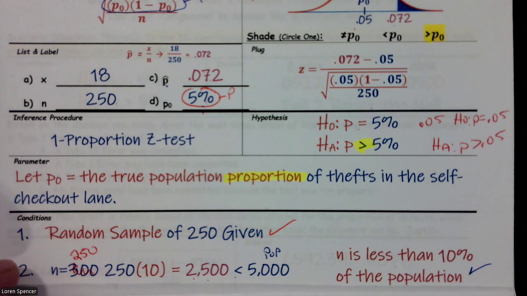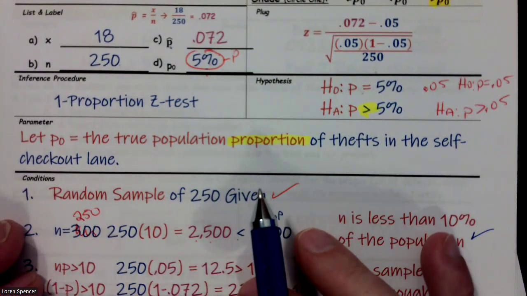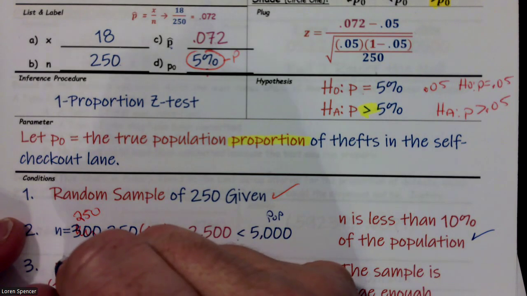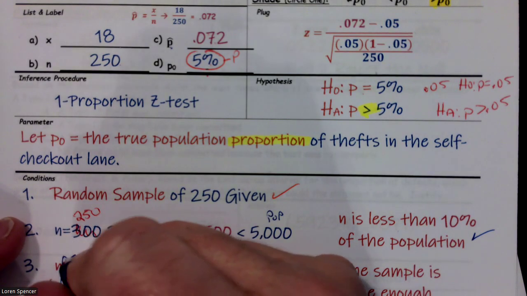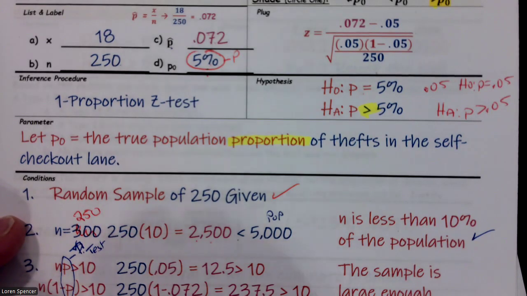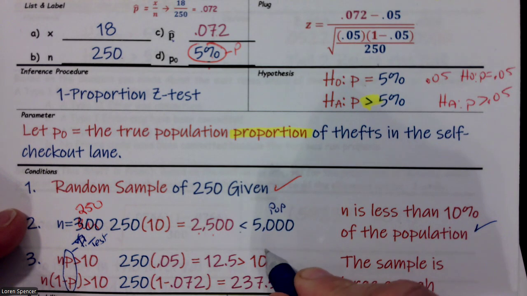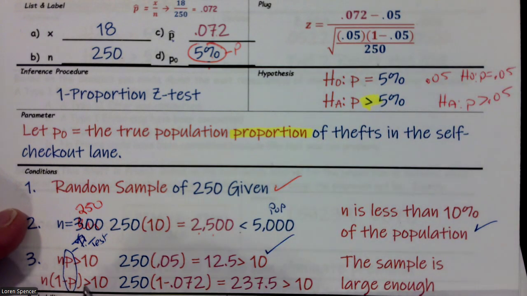Now we need to make sure it's big enough. Please remember, this is super important: if we're working with a hypothesis test, we need to use p. If we're working with a confidence interval, we'll use p-hat. So our sample size times 0.05 equals 12.5, and that's greater than 10. So this is good.